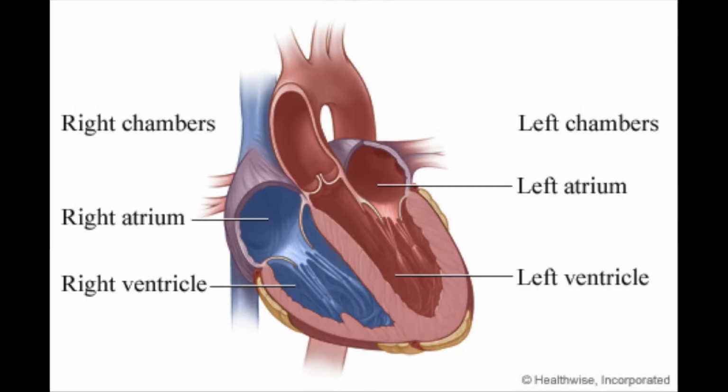So let's get started. The heart is an organ which pumps blood throughout the body via the circulatory system, providing the body with oxygen and nutrients, as well as removing waste products such as carbon dioxide. It is divided into 4 chambers, the 2 upper chambers being called the atria, and the 2 lower ones being called the ventricles.